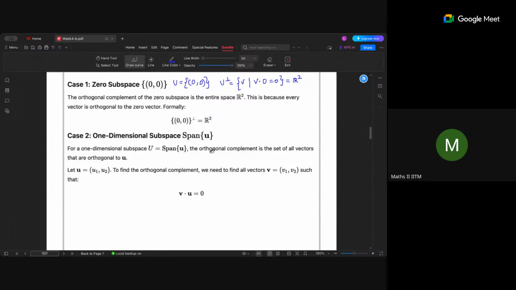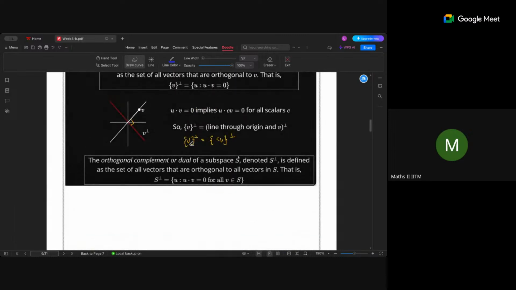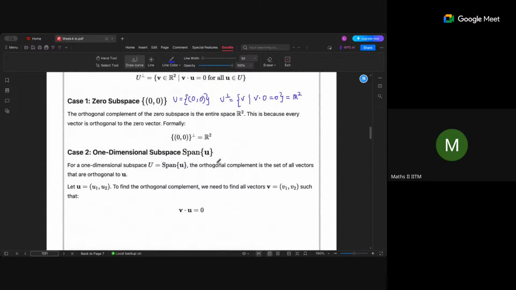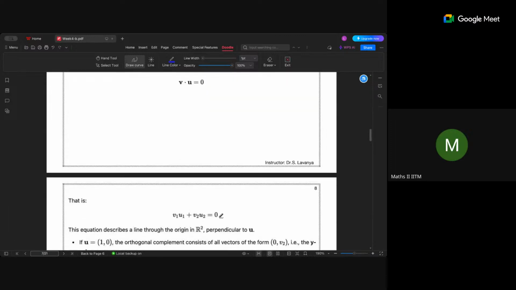So now for a one-dimensional subspace in R2, it is the span of U. So you take one vector and take the span. What is the orthogonal complement of this particular vector? We already know. We also saw that the orthogonal complement of this vector or any cv is going to be the same. So if you take the span of U, then to find the orthogonal complement we need to find all v such that v dot u equals 0, and that is going to form a straight line. So this equation describes a line through the origin in R2 which is perpendicular to u.